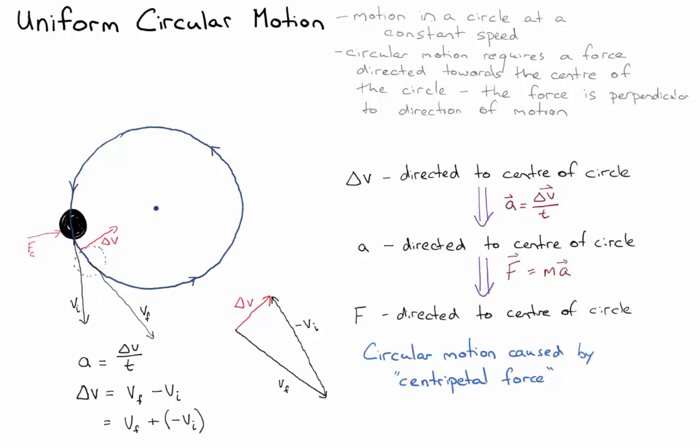It's important to note that centripetal force isn't a special new force. It can be provided by any other type of force. So it could be provided by friction. It could be provided by gravity. It could be provided by an electrical or magnetic force. And I'll summarize some of those examples in the next video.